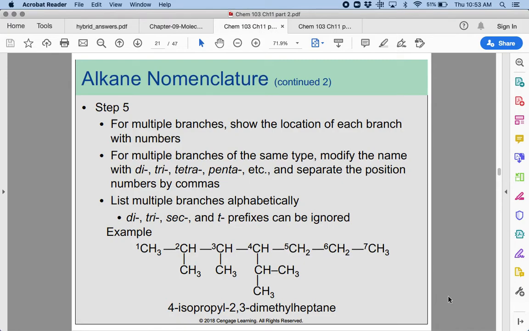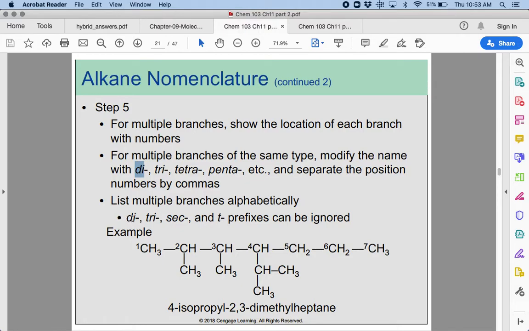Let's look at something a little more complicated. When we have multiple branches, we need to start organizing how we're going to name everything. So when we have multiple branches of the same type, for instance here we have 2 methyl groups, I'm going to modify the name to be di, tri, tetra, penta, and we'll separate each position by a comma. And then we need to list those branches alphabetically.